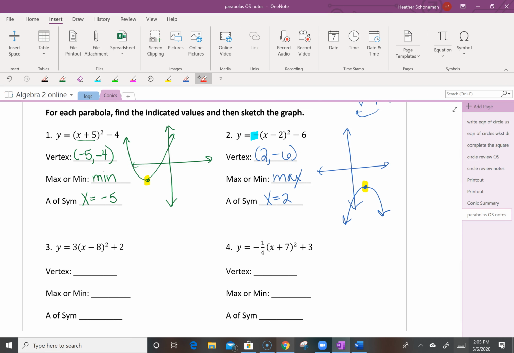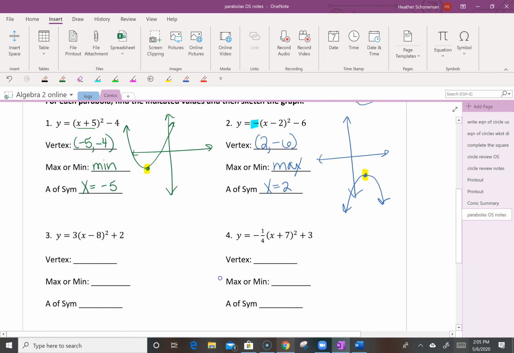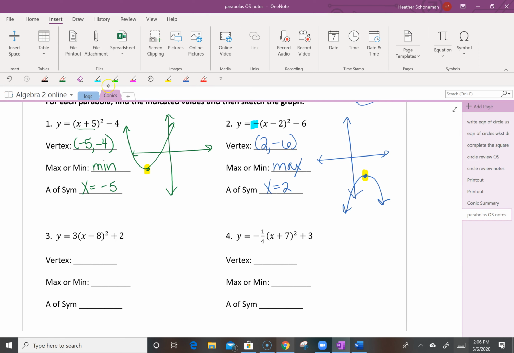All right, let's take a look at number 3. Number 3, we've got this extra 3 in there right here. This 3 does not affect the vertex at all. So the vertex is going to be +8 because it changes the sign of what's in the parentheses, then 2. The axis of symmetry is x equals 8.